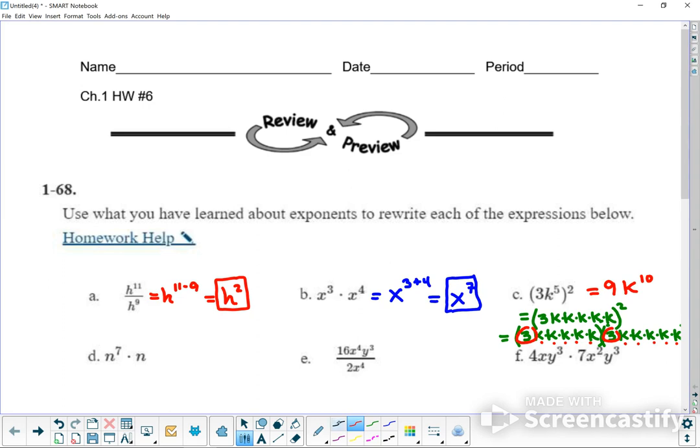Oh, but this one I can do, right? Because if it's n to the 7 times n, and there's one more n, which is actually an invisible 1, this is going to come out to be n to the 7 plus 1, which is actually n to the 8. Yep.